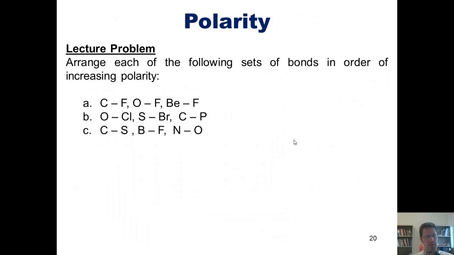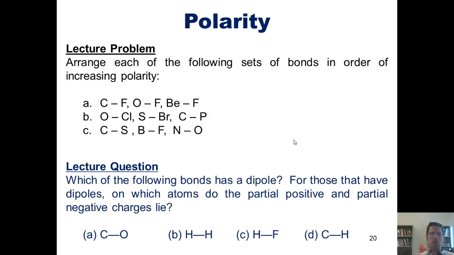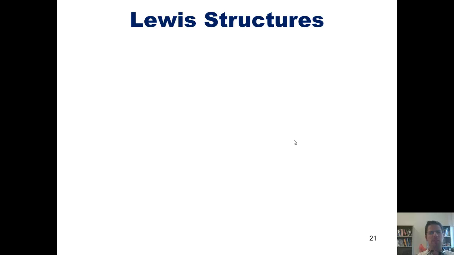This brings us to another impromptu lecture question. Question 1: Arrange each of the following sets of bonds in order of increasing polarity. And question 2: which of the following bonds has a dipole? For those that have dipoles, on which atoms do the partial positive and partial negative charges lie? Once again, I'm not going to answer these questions for you, but will let you instead ponder and answer them for yourselves. We now move to a different subject, that of Lewis structures.